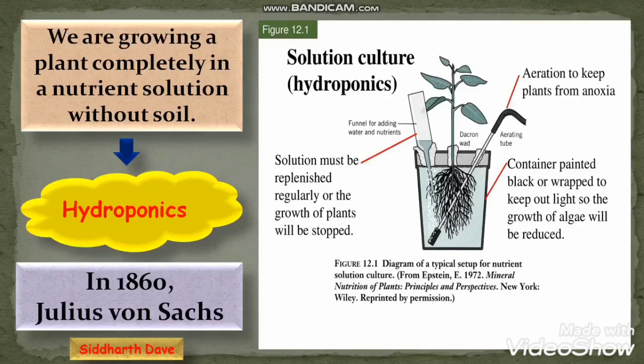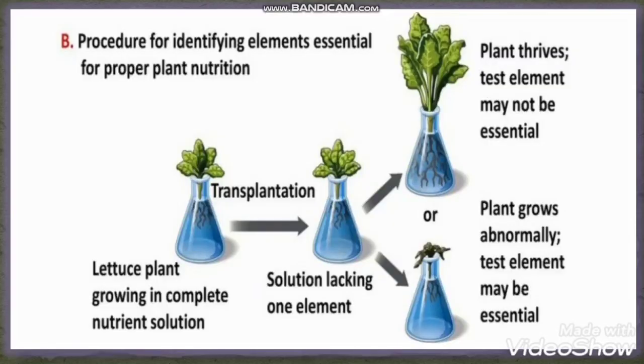Along with this, whatever the container which you are selecting, the container should be painted black or it should be wrapped to keep out the sunlight so that growth of the algae can be reduced, right? जैसे मैंने समझाया ये एक लेट्यूस प्लांट का एग्जांपल है. सॉल्यूशन ए है which is a lettuce plant growing in a complete nutrient solution, or here solution B is there which is lacking one element, for example potassium.